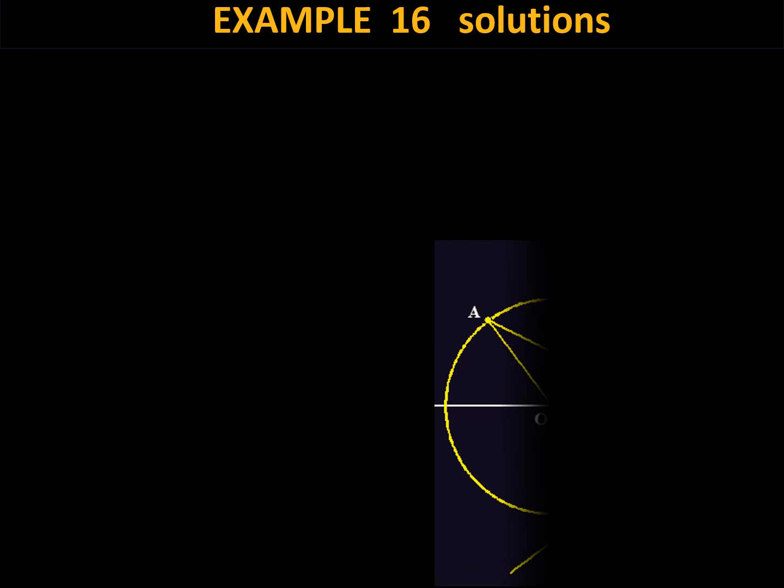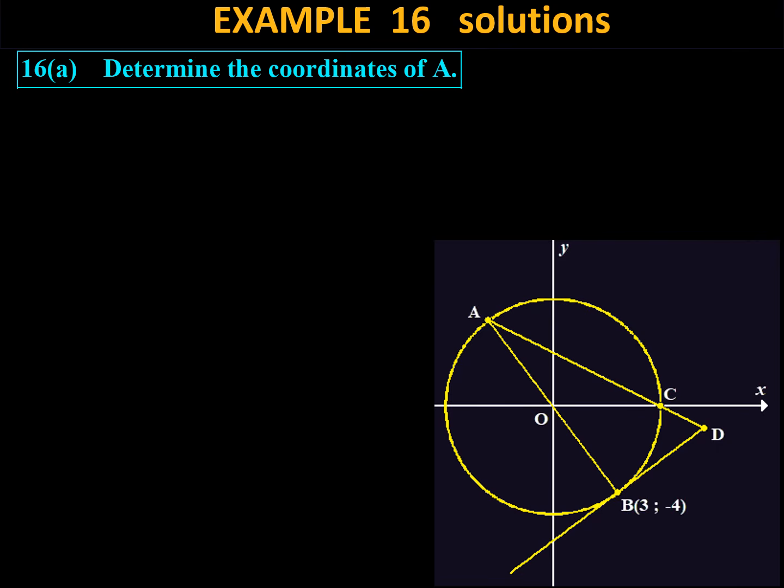Let's look at our first question. There's our diagram. Let's make sure we've got everything there. Determine the coordinates of A. What did we say? We asked ourselves, where is A? Right? So if I look at A, it is on 2 things. It's on the diameter and it's on the circle.